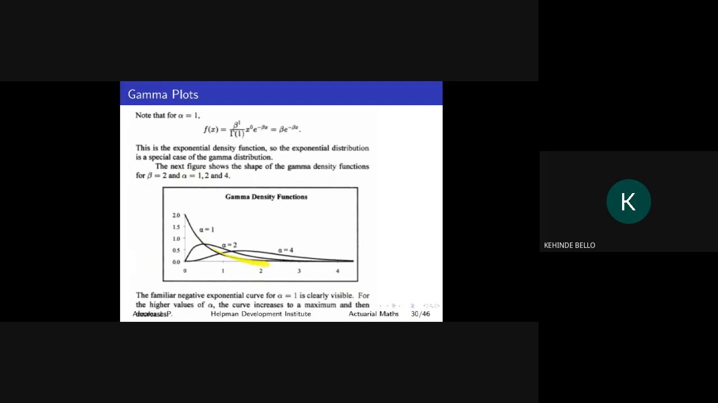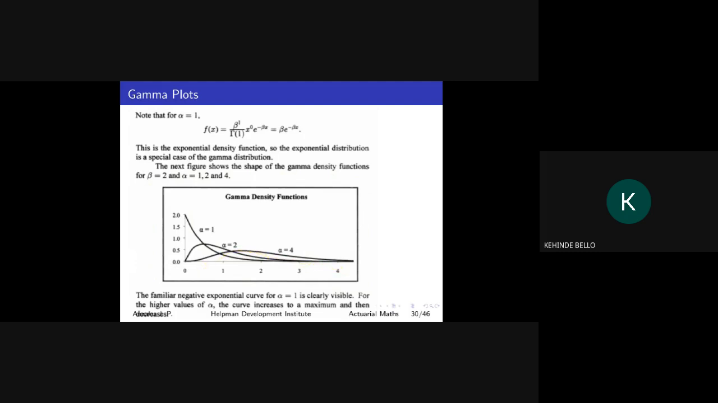Remember, giving us the constant exponential decay. That's at alpha equals 1. From our last class, we gave a plot of the exponential distribution. Then at alpha equals 2, you see it is skewed. You see it's skewed to the what? To the right. And then at alpha equals 4, it gives another distribution. That's how it keeps on moving.